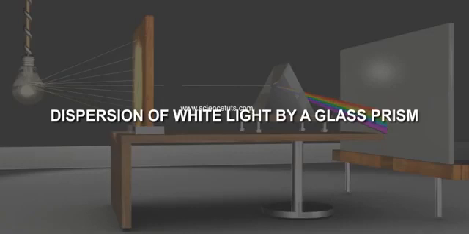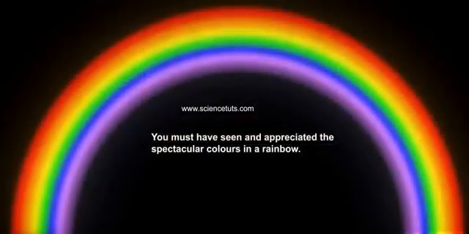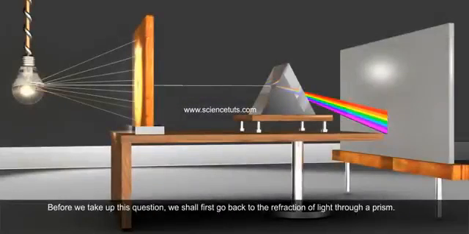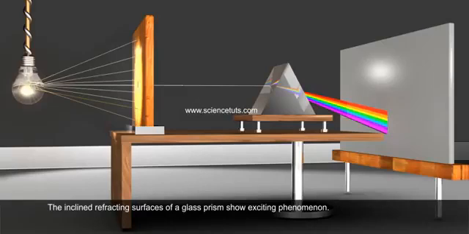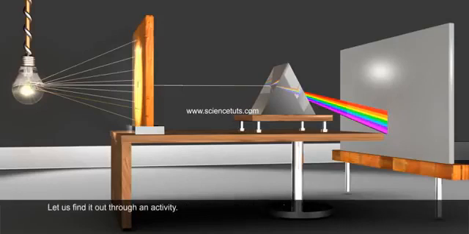Dispersion of white light by a glass prism. You must have seen and appreciated the spectacular colors in a rainbow. How could the white light of the sun give us various colors of the rainbow? Before we take up this question, we shall first go back to the refraction of light through a prism. The inclined refraction surfaces of a glass prism show an exciting phenomenon. Let us find it out through an activity.